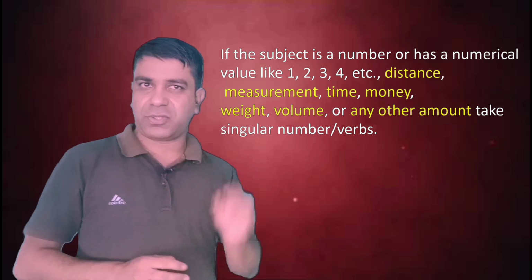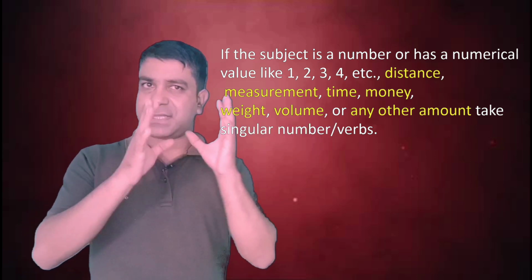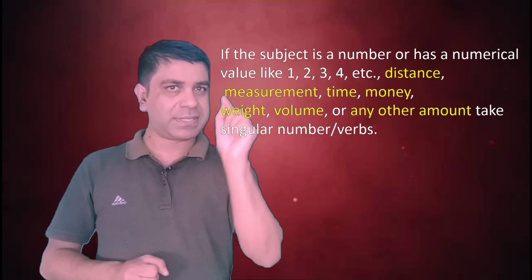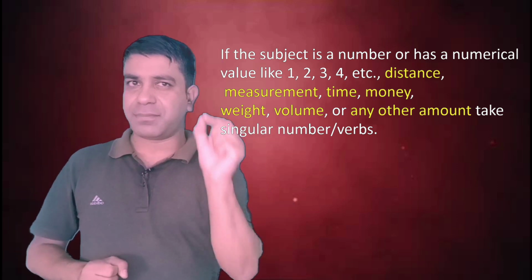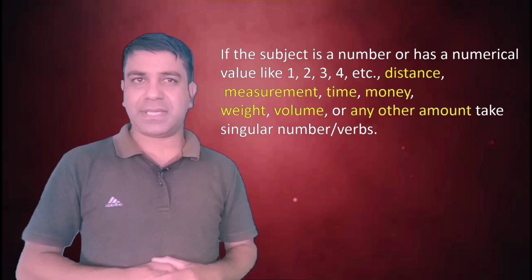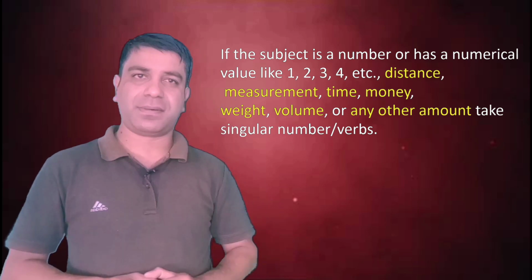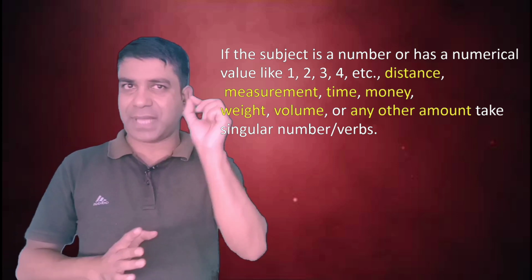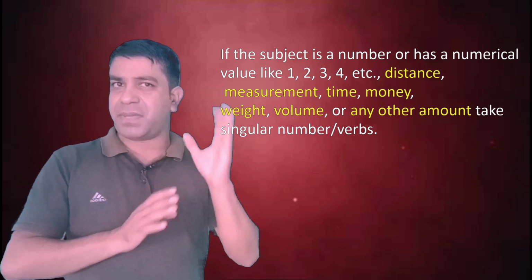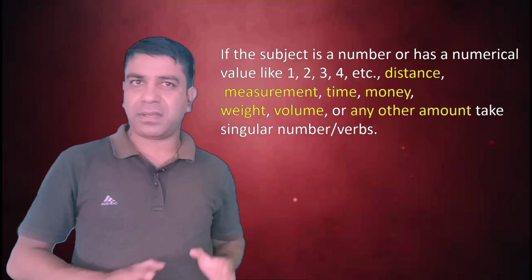5 kgs is, not 5 kgs are. 10 liters is, not 10 liters are. 100 mg is, not 100 mg are. 2 tablets is, not 2 tablets are. Always use singular verbs with numerical values that describe distance, measurement, time, money, weight, or any other amount. Keep these few grammar facts in mind, and if you do so, your grammar is going to be perfectly fine.